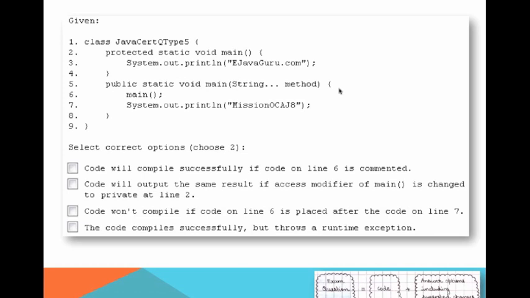For example, the first option mentions that the code will compile if the code on line 6 is commented, and the second option says that the code will output the same result if the access modifier of the main method is changed to private at line 2. Now again, recall that the question is on the same set of topics which I mentioned at the beginning of the video. It's only the format of the question which is changing.